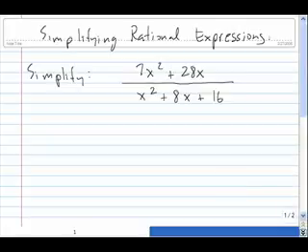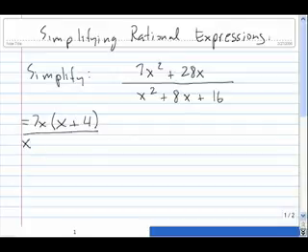In order to simplify this, let's start by factoring the numerator. The greatest common factor of 7x squared plus 28x is 7x, so let's factor that out. If we take a 7x out of 7x squared, we're left with x. If we take a 7x out of 28x, we're left with a 4, plus 4. And we'll work on the denominator in a little bit.